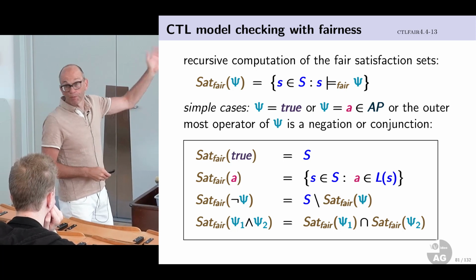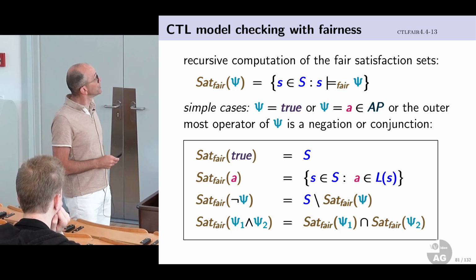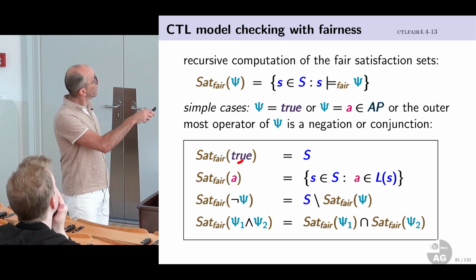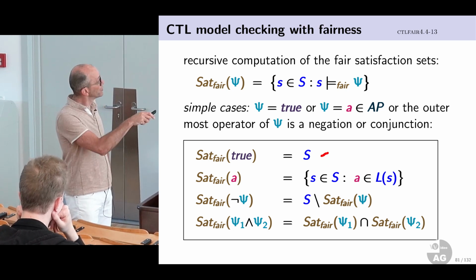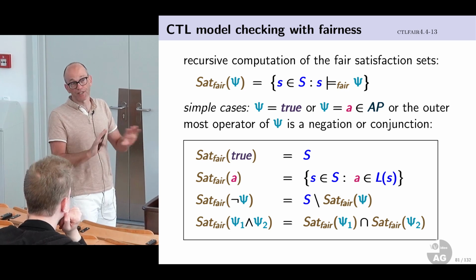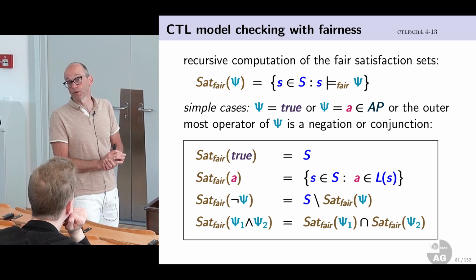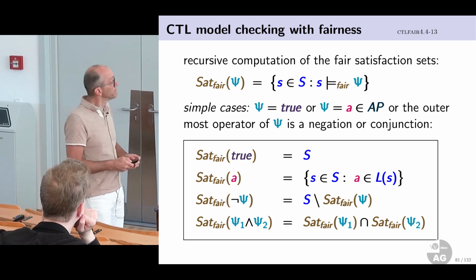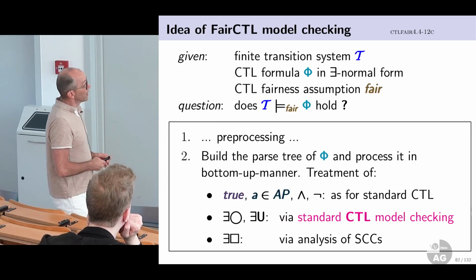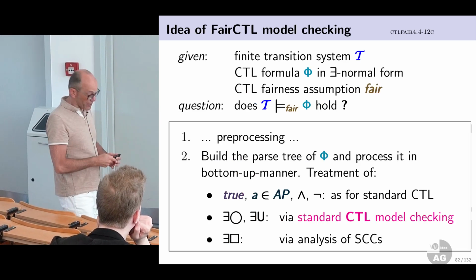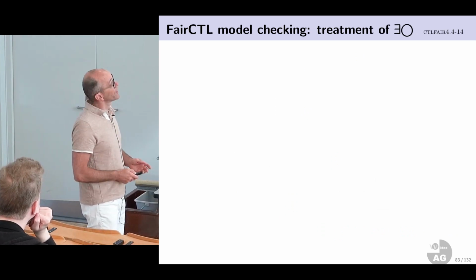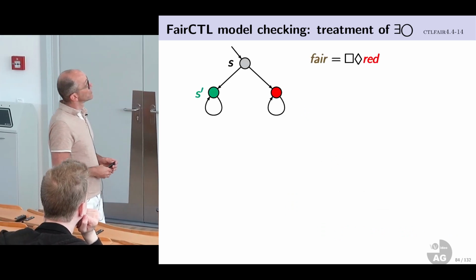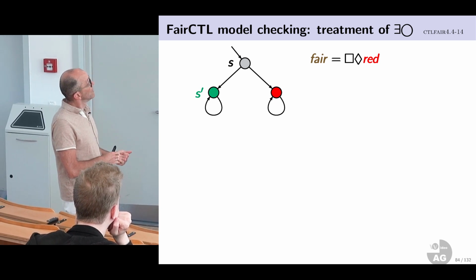Good. So the propositional logical fragment is exactly as for CTL. Whether you have a true or an atomic proposition or a negation or a conjunction, the way to compute this satisfaction set is exactly the same as we have seen before. That's easy. So now we go to existential next and existential until. Good. So the treatment of existential next. So let's first look at an example.